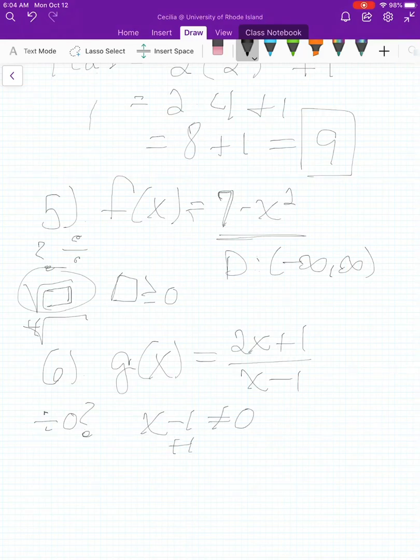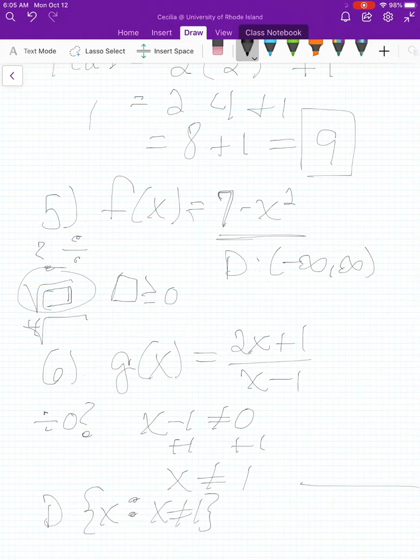So now you solve that as if it was an equation, adding 1 to both sides, and we say x cannot equal 1. The numerator has no restrictions. It's just a straight out polynomial. So the domain is the set of all x such that x does not equal 1.